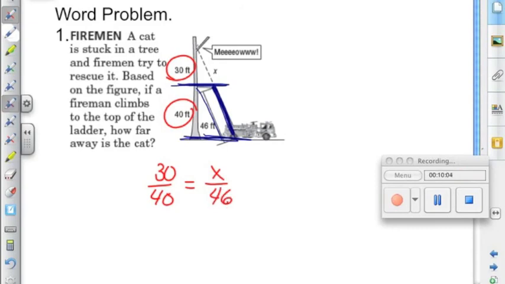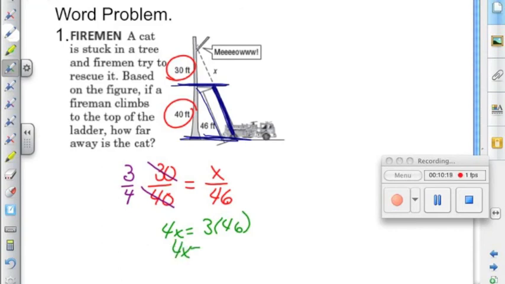All right, I'm reducing. You guys keep that in mind. Try and use that whenever you can. There's 3/4. All right, and cross multiplying, 4x equals 3 times 46. 4x equals, let's see, 3 times 46, 138. Divide by 4, 34.5 feet.